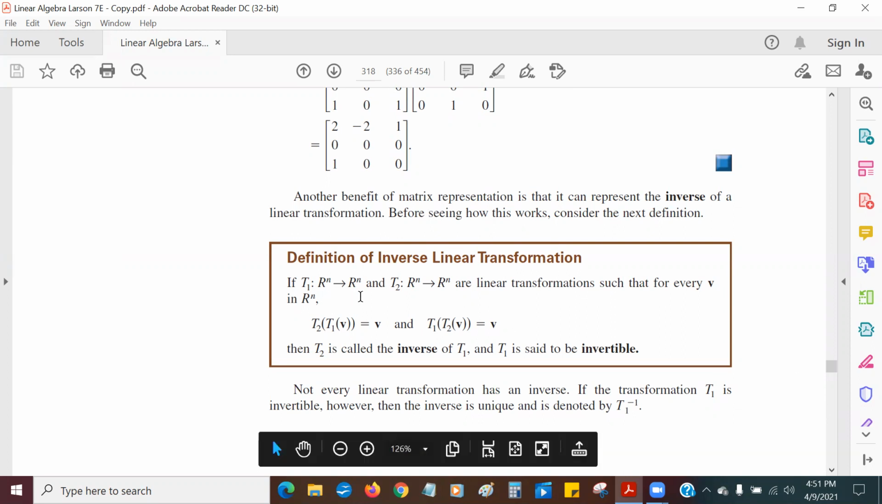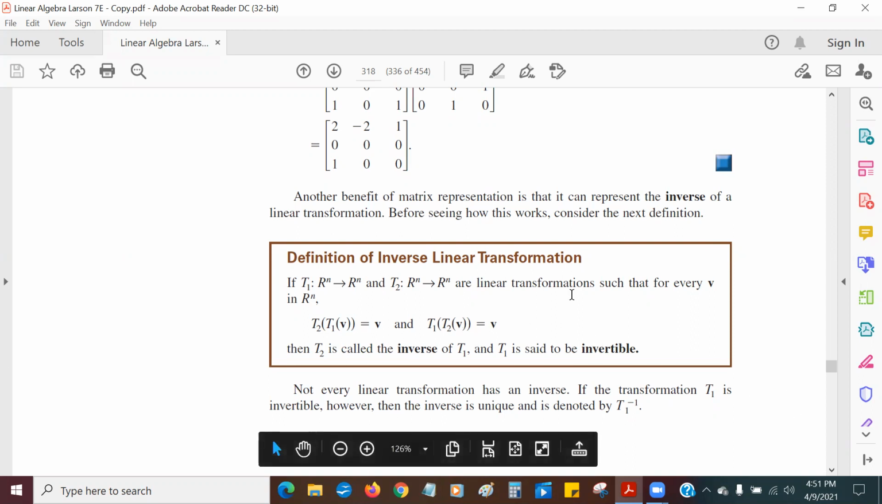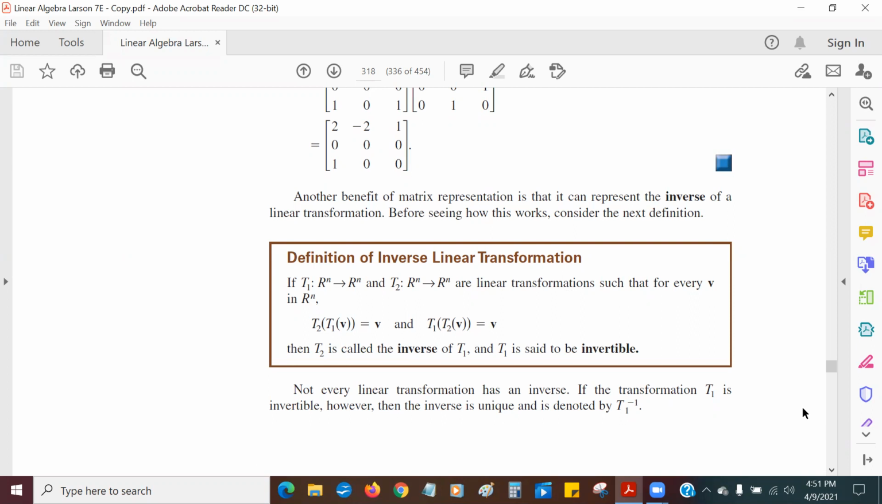T1 goes from Rn to Rn, and T2 goes from Rn to Rn, and they're linear transformations. So if T2 of T1 of V is equal to V, and T1 of T2 of V is equal to V, then these two functions are inverses, and we say that they're invertible. That's the definition of inverse linear transformation, which is basically the same as the definition of inverse for any function.